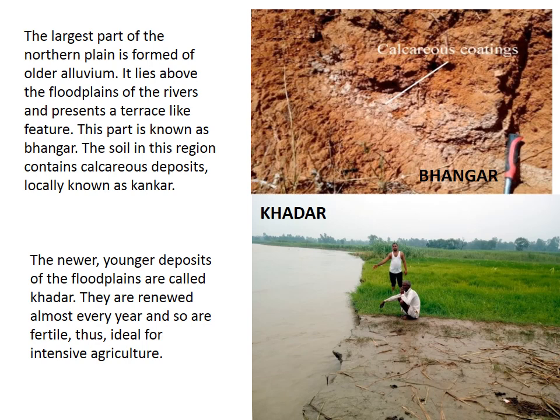Bhangar is the old alluvium and it lies above the floodplains of the rivers and presents a terrace-like feature. The soil in this region contains calcareous deposits locally known as kankar, and the Bhangar soil is forming a large part of the northern plains. And lastly, we have Khadar soils. This is the new alluvium which is found on the floodplains. This is the younger deposits by the rivers. They are renewed almost every year, so they are fertile and fit for agriculture.